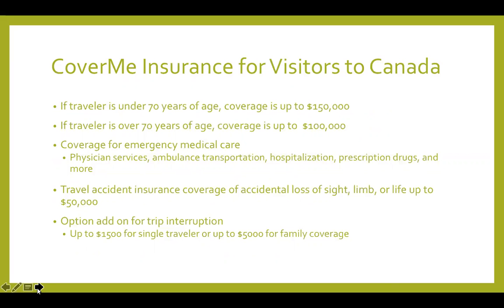So now the CoverMe insurance for visitors coming to Canada has 2 different types. If the traveler is under 70 years of age, they can get coverage of up to $150,000. And if they're over 70 years of age, their coverage is up to $100,000. So this includes the emergency medical care, and they have the travel accident insurance coverage, which is accidental loss of sight, limb, or life, up to $50,000. And as well, they can do an optional add-on for trip interruption, which is up to $1,500 for a single traveler or $5,000 for a family.